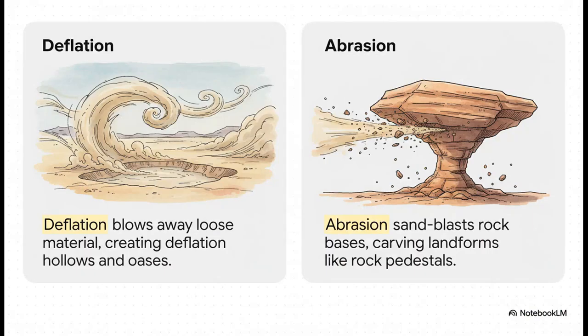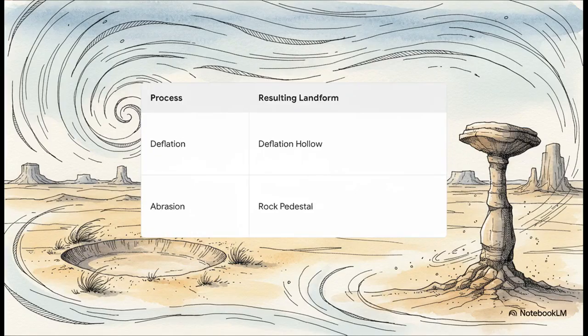This lays out the difference so clearly. Deflation is all about removing loose stuff and lowering the land, creating things like deflation hollows that can eventually fill with water and become oases. Abrasion, on the other hand, is about carving solid rock by sandblasting its base, which gives us these incredible sculptures, like rock pedestals. So here's the bottom line, nice and simple.